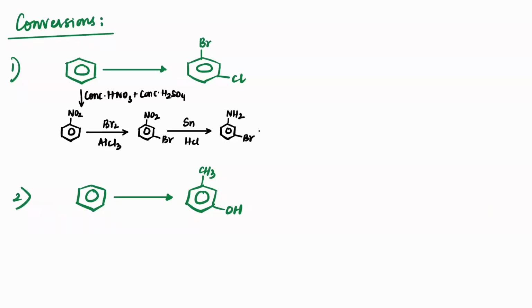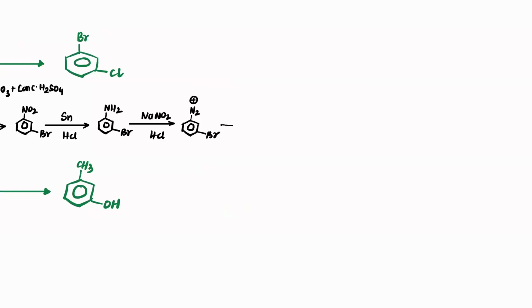When you react that with NaNO2 in the presence of HCl, that is diazonium salt formation, which is N2+ and Br-. When you react this with Cu in HCl, it will convert this into chlorobenzene with the bromine. So this is the final product formation.